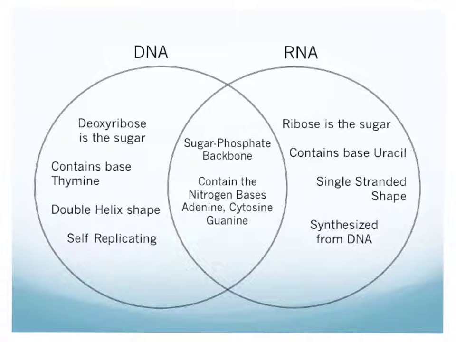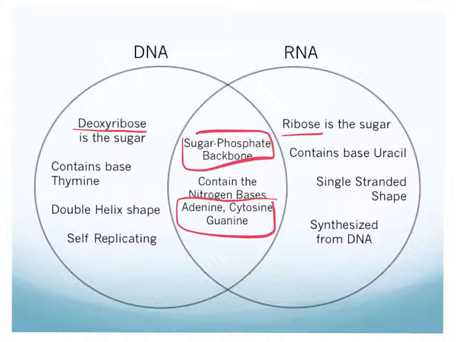So in summary, both have a sugar phosphate backbone, deoxyribose versus ribose. Both contain the nitrogen bases adenine, cytosine, and guanine. DNA has thymine, RNA has uracil. DNA is a double helix shape, RNA is a single strand. DNA can replicate itself, and RNA is synthesized from DNA. So there's the main difference. They are both nucleic acids, and they are both very important for our cells.